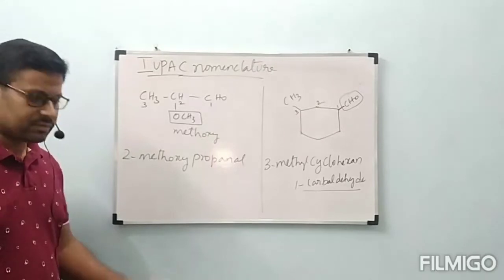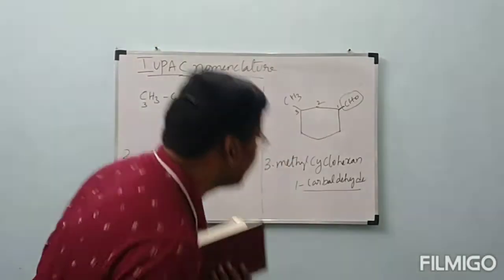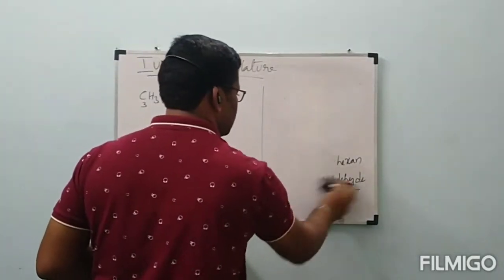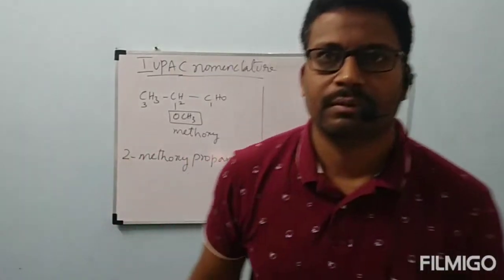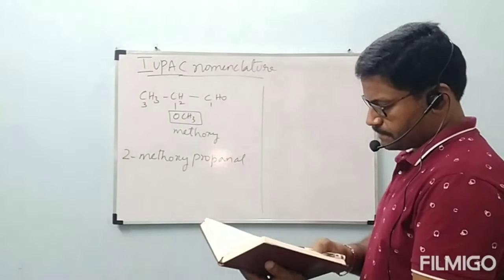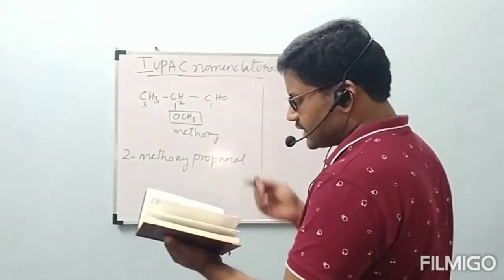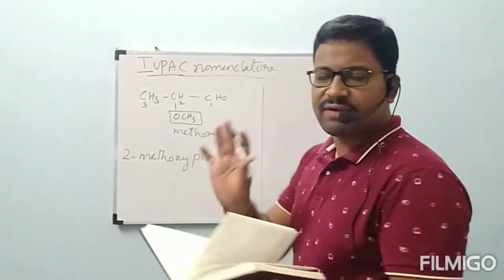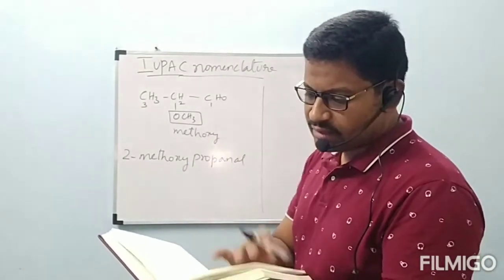I hope you understood this one. Next, we will go to the next one, simple one only with 5 carbon, 1, 2, 3, 4, 5. With 5 carbon atoms and CHO, that is pentanal. That is simple one only, you can refer that one.